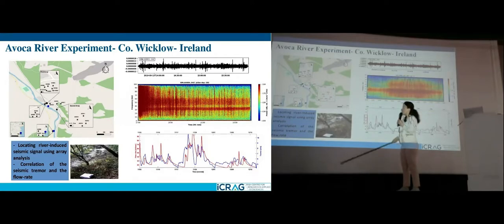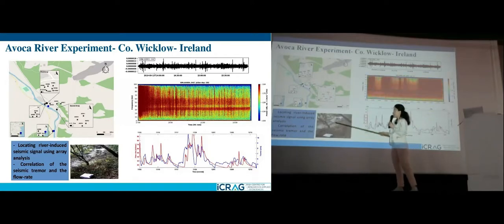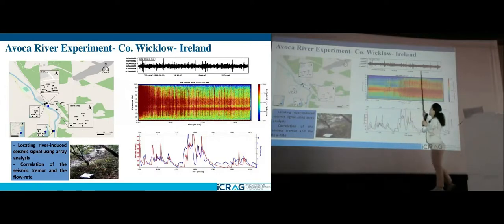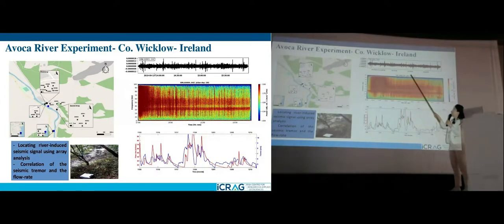And also we left one of the stations near the river as a monitoring station for about 1.5 months to see if we could find any correlation between the seismic tremor and flow rate, as there was a permanent flow gauge in that river. So this is how the signal looks after pre-processing.